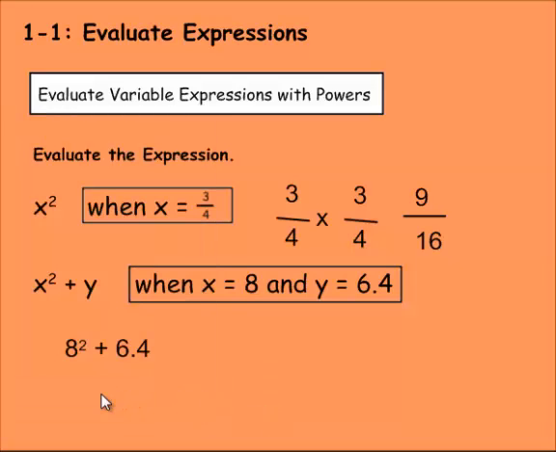So we have 64 plus 6.4, and if you're doing it on your calculator, that would give you 70.4. If you can do that in your head too, that'd be great. So our answer would be 70.4 when we plug those numbers in.